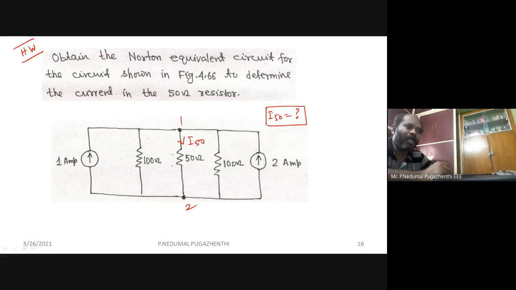Then I will find the current passing through this 1 and 2 terminal from the 1 ampere source and the 2 ampere source. I will see what current flows from the 1 ampere and 2 ampere sources. That is what we call IN. Okay, then IN will be known to me.